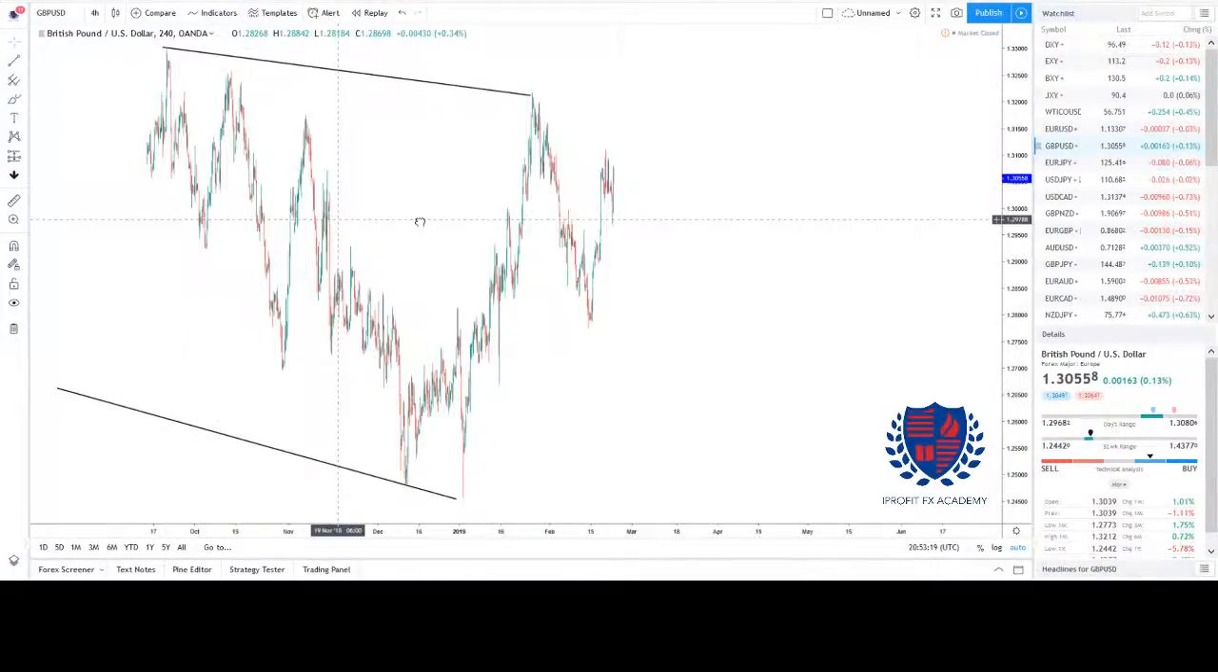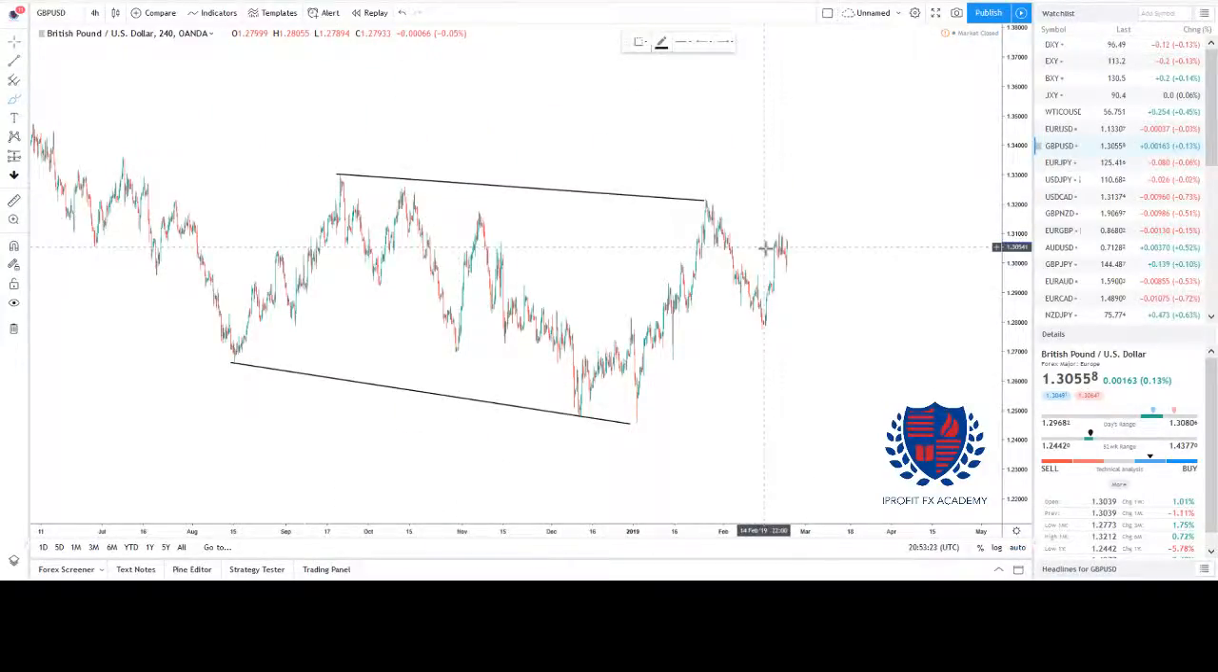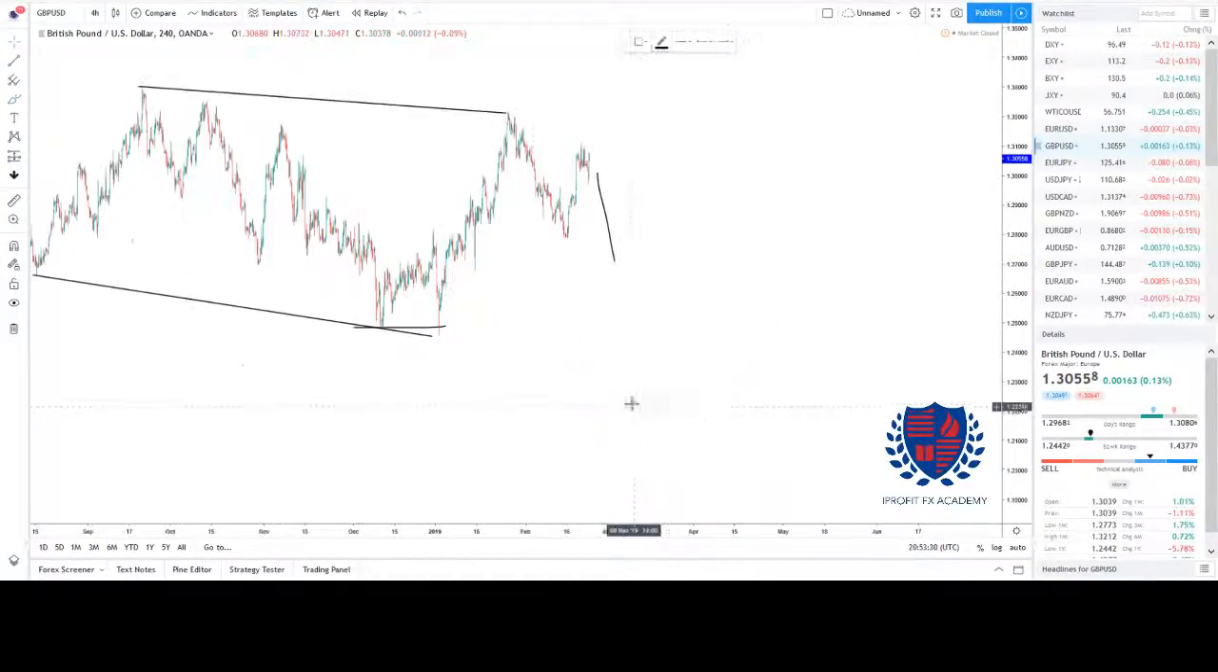Pound dollar, identical to the pound index. I think we'll be heading down, breaking this low, completing this structure. Then, once it gets to this point, we will look for reasons to buy.